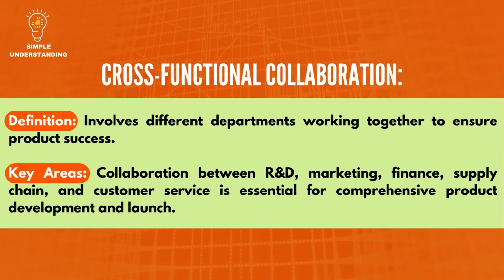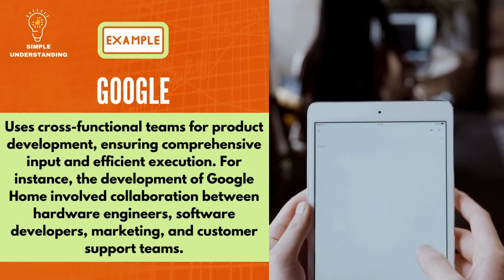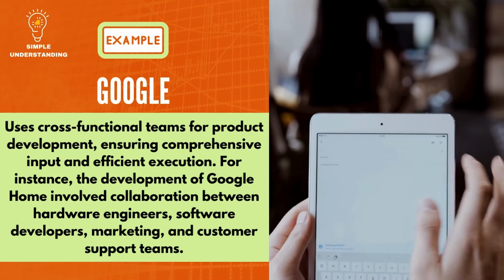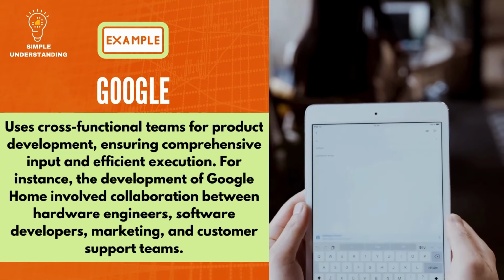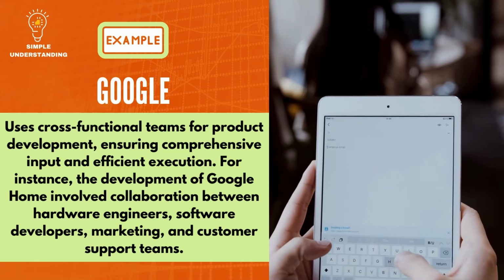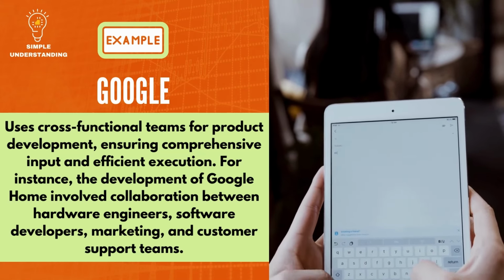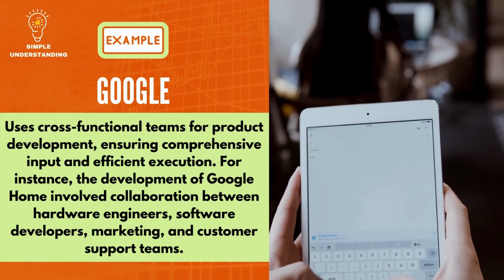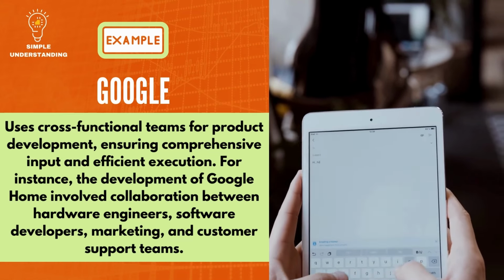4. Cross-functional collaboration. Definition. Involves different departments working together to ensure product success. Key areas: collaboration between R&D, marketing, finance, supply chain, and customer service is essential for comprehensive product development and launch. Example. Google uses cross-functional teams for product development, ensuring comprehensive input and efficient execution. For instance, the development of Google Home involved collaboration between hardware engineers, software developers, marketing, and customer support teams.